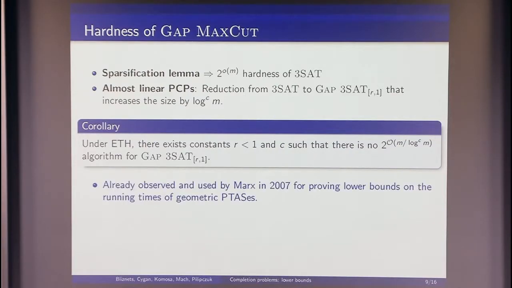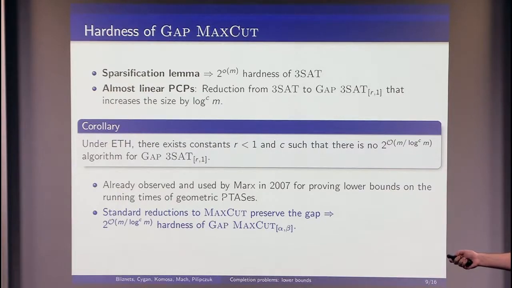So this idea is actually not that new. It was already used by Daniel in 2007 for some work on geometric problems. What is new in this work is actually using this idea of combining the sparsification lemma and almost linear PCPs to have savings in the blow-ups of the reduction for NP-hard problems.